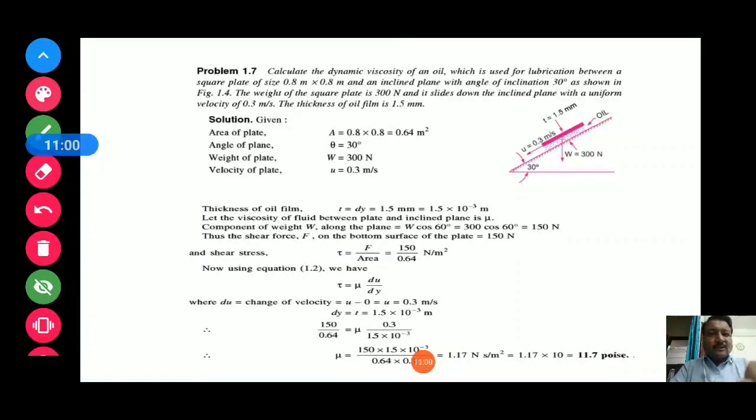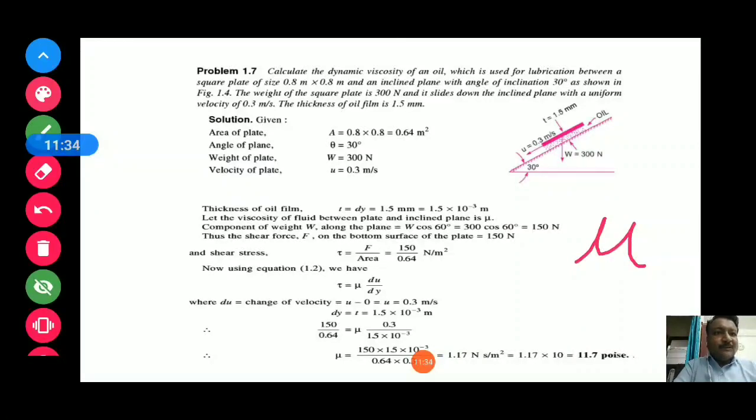So the thickness of the oil film is nothing but the distance dy. So dy is equal to 1.5 mm. Convert this into 1.5 into 10 raised to minus 3 meter. Then next, let the viscosity of the fluid between the plate and the inclined plane be mu. So mu is the dynamic viscosity.